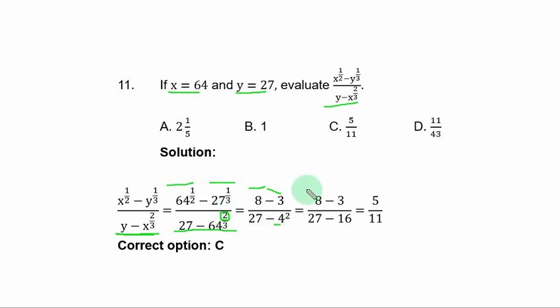You have 8 minus 3 over 27 minus 16, and that is 5/11. C is the correct option.